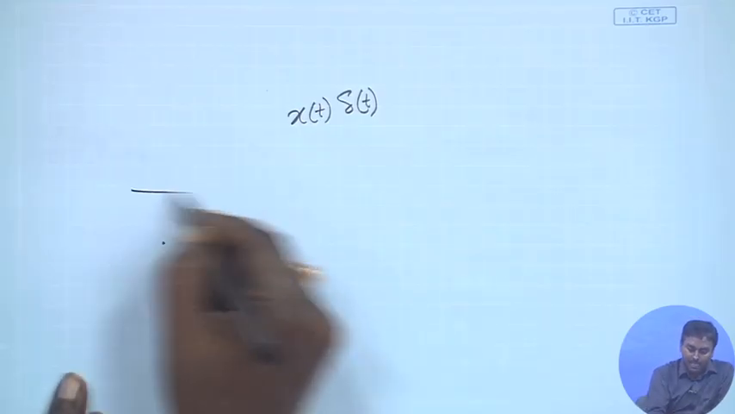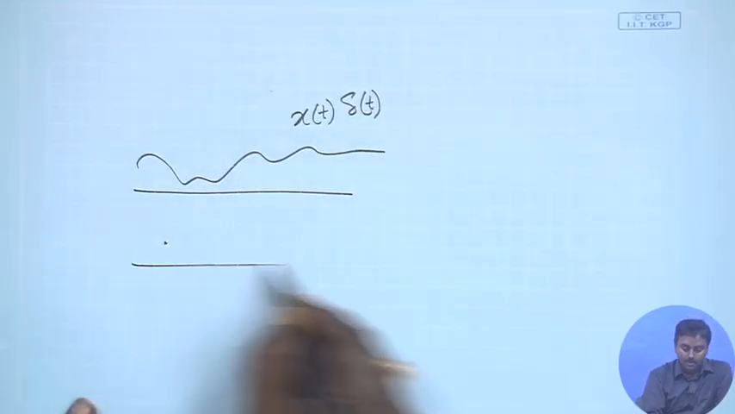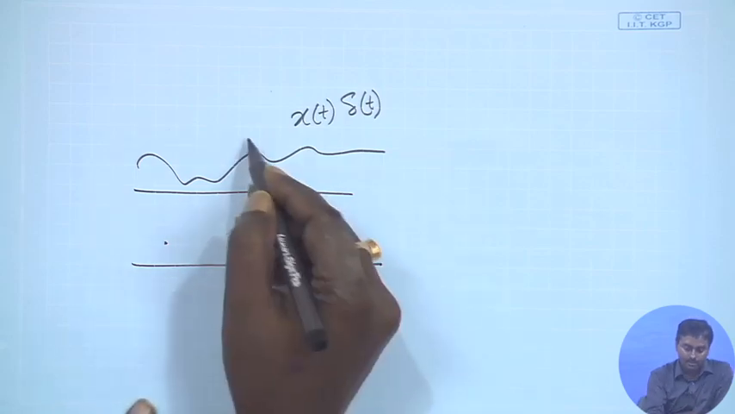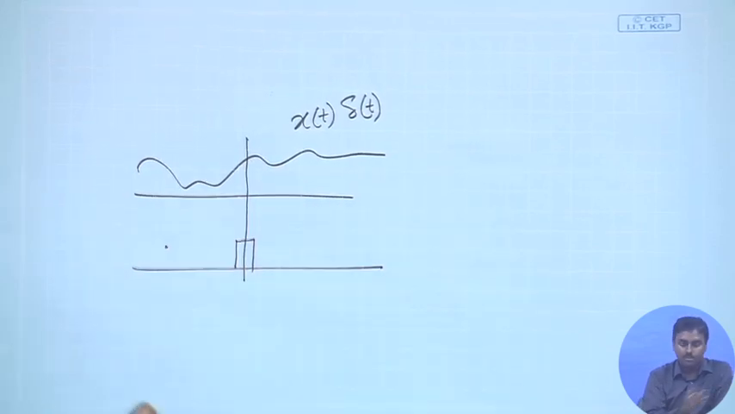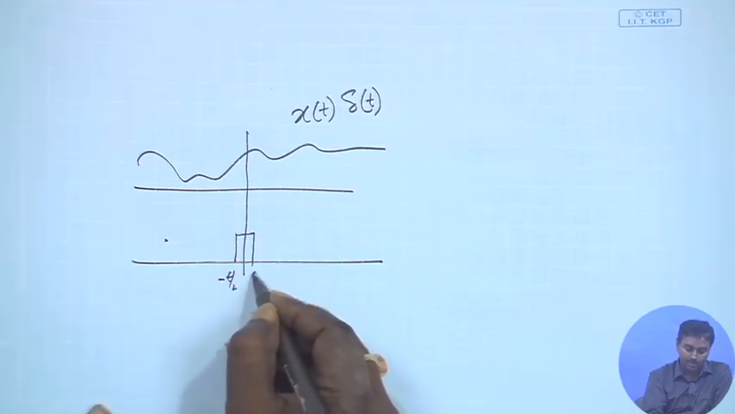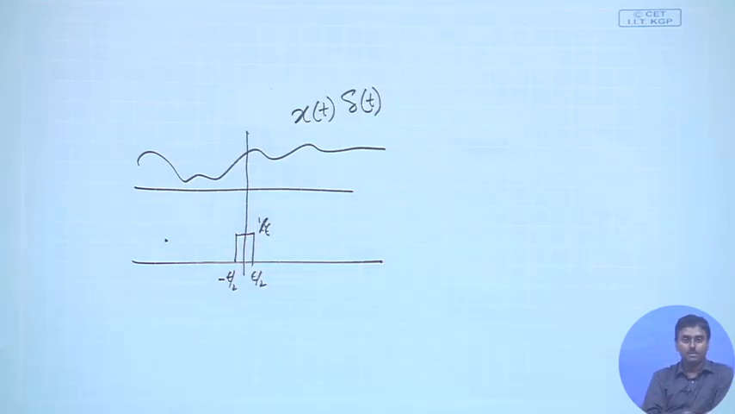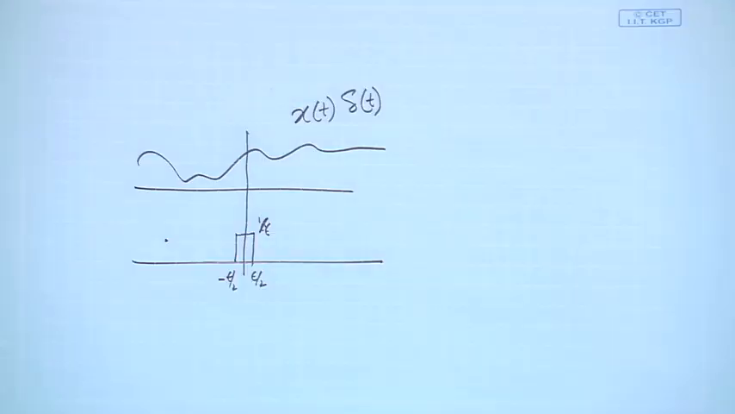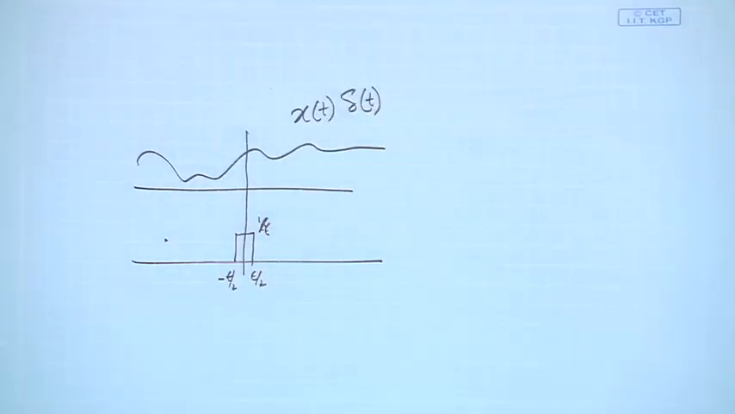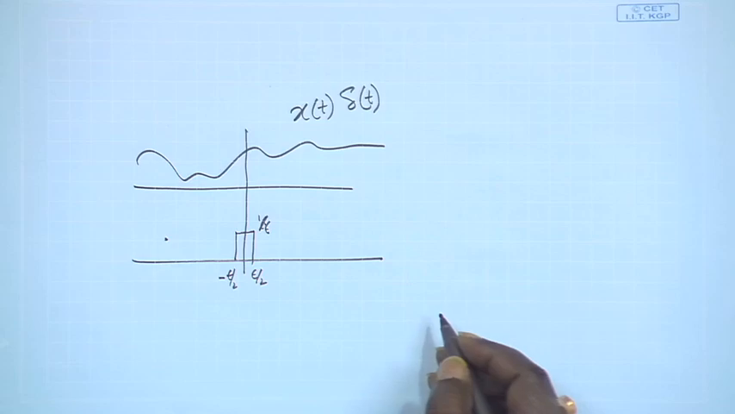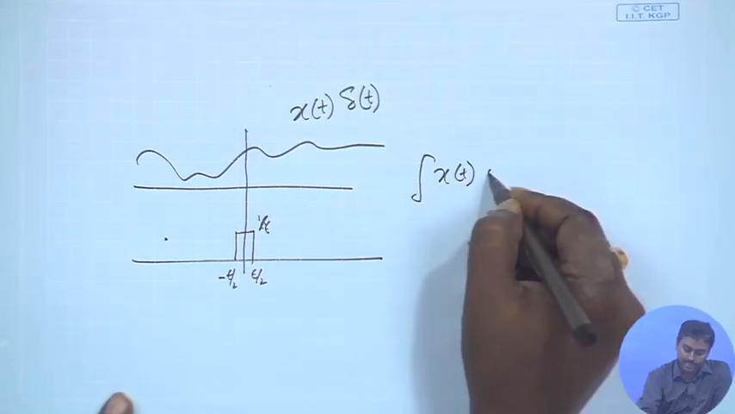What is happening? x t might be having any value. Think about that box definition of delta t. Around t equal to 0, it has this definition, minus epsilon by 2 to epsilon by 2, and it is 1 by epsilon. Now, what will be the value of this? This value can only be realized if I start by integrating it. Let us say I integrate this thing.